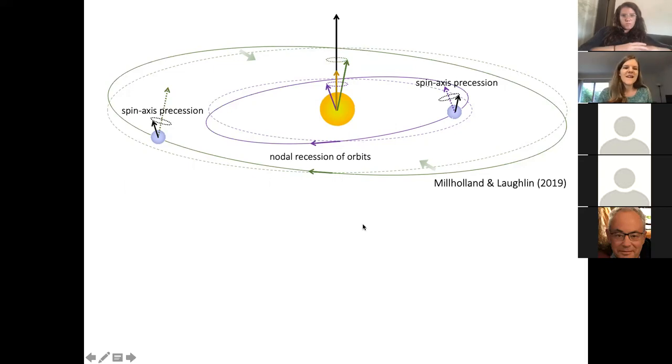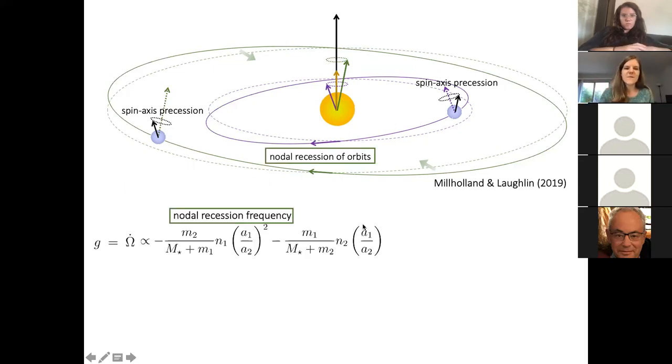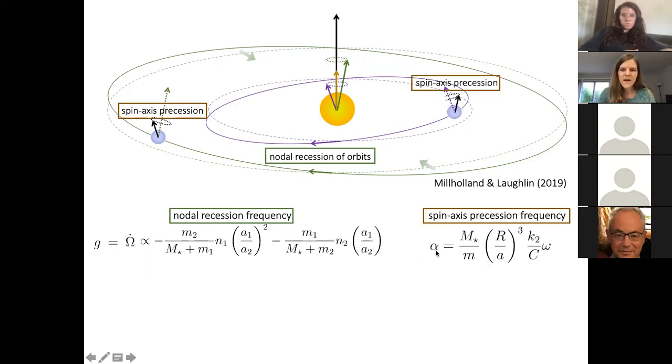And in a low eccentricity and low inclination regime, this frequency, which we'll call G, just depends on the masses and the semi-major axes of the planets. In addition, there's another precession, and this is due to torques from the star onto the oblate figures of the planets, which cause their spin axes to precess around their respective orbit normals. And this spin axis precession we can label alpha. And so the comparison of these 2 important frequencies, G and alpha, dictates the resulting dynamics.